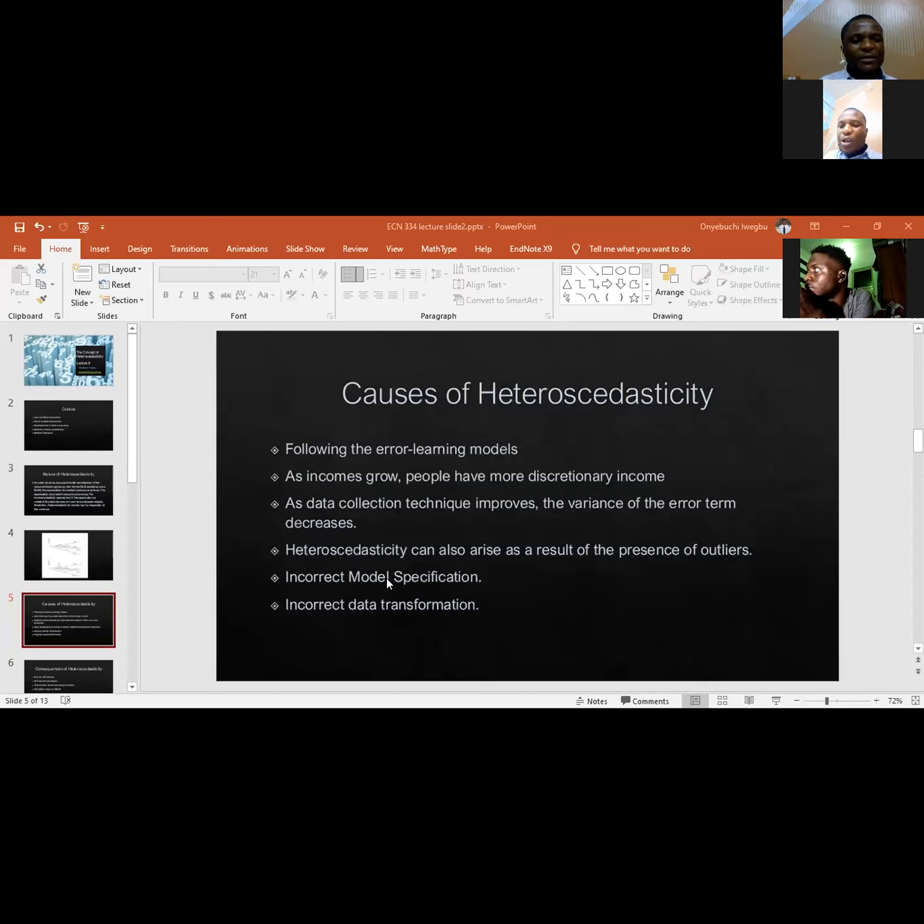Then we also have incorrect model specification. Under the incorrect model specification, I've explained last two weeks, we are considering the case of incorrect functional form, or the second one, omission of variables, explanatory variables, okay? When you omit your explanatory variable, of course, the error term will be a function of that particular variable you have omitted. I've explained that last 2 weeks, okay?